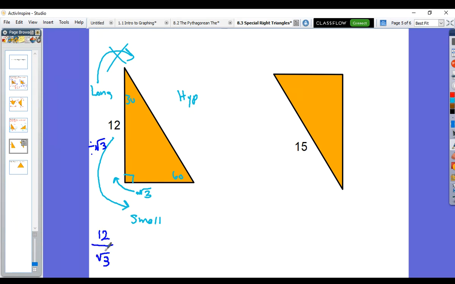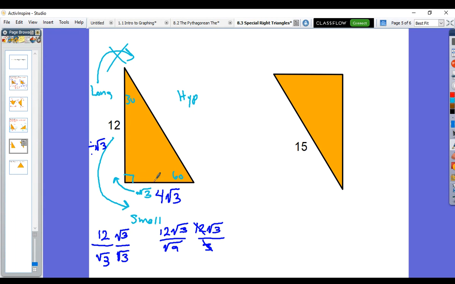There we go. So just like before, you can't divide by a radical 3, so you're going to multiply both the top and the bottom by that radical 3. On the top, we're left with 12 radical 3 over radical 9. The square root of 9 is 3, so we got 12 radical 3 over 3. And this one just happens to go into 12, giving me 4 radical 3. So that's the length of this small side right here.